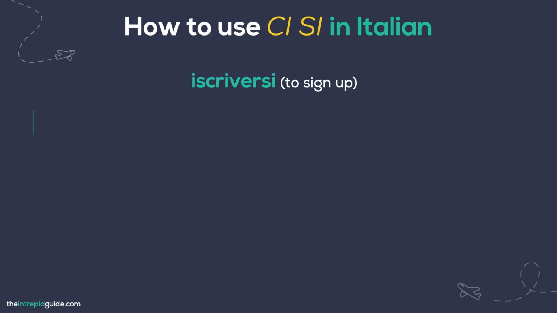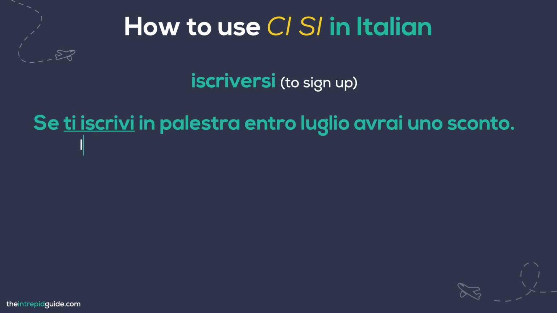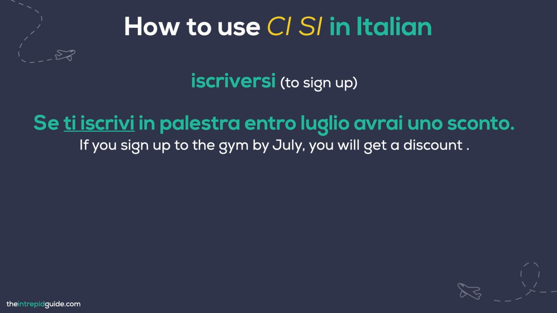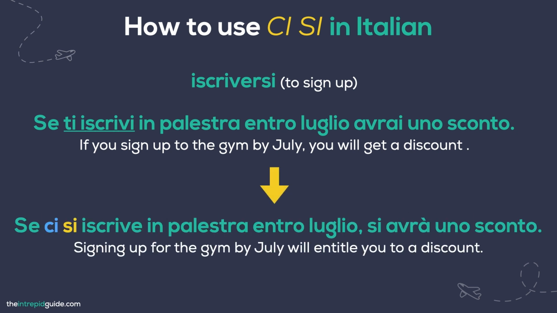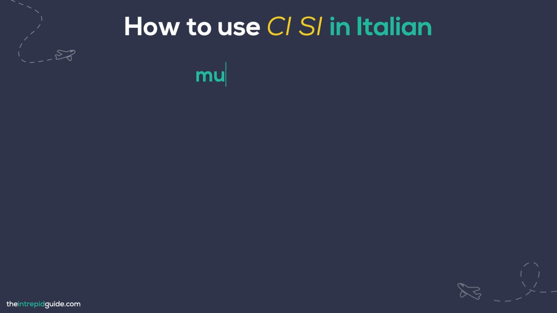Iscriversi. To sign up. Se ti iscrivi in palestra entro luglio, avrai uno sconto. If you sign up to the gym by July, you will get a discount becomes Se ci si iscrive in palestra entro luglio, si avrà uno sconto. Signing up for the gym by July will entitle you to a discount.